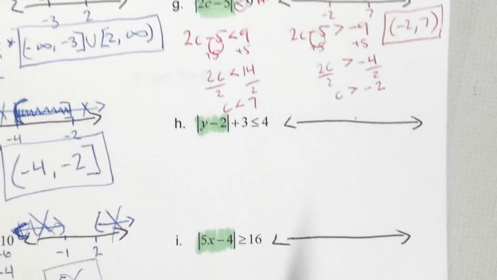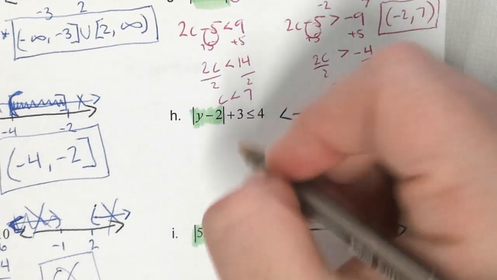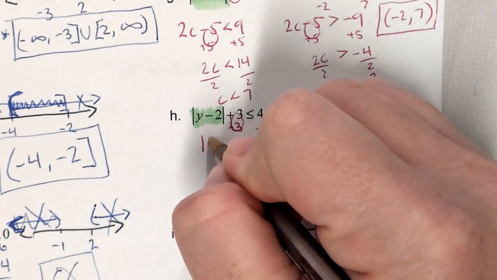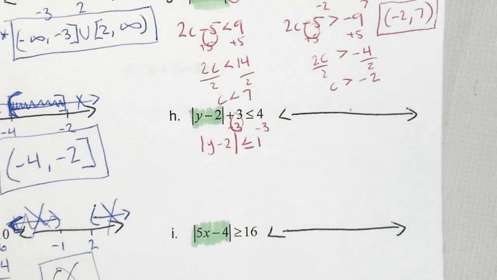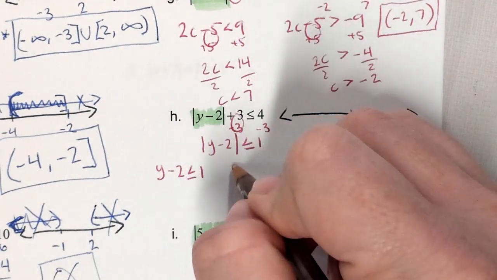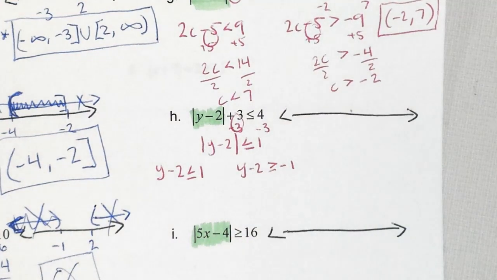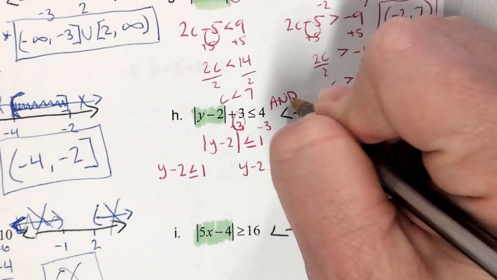Okay, on H, I have to get the absolute value of y minus 2 alone first. So I'm going to do minus 3, and I get the absolute value of y minus 2 is less than or equal to 1. And now I can separate. So I have y minus 2 is less than or equal to 1, and y minus 2 is greater than or equal to negative 1. Now before I separated, this is an and problem because it's a less than, so it's an and again.